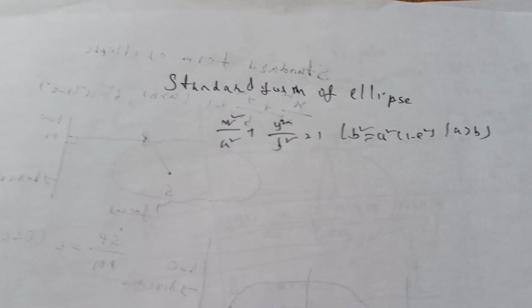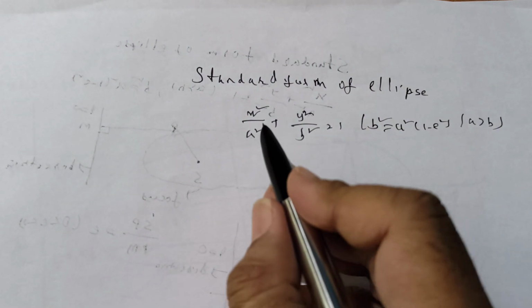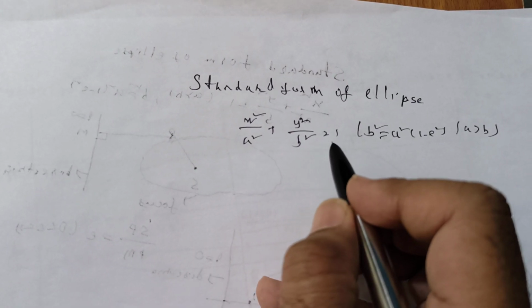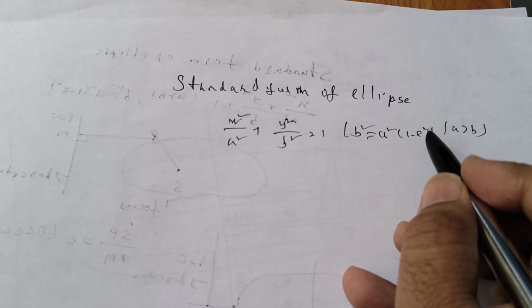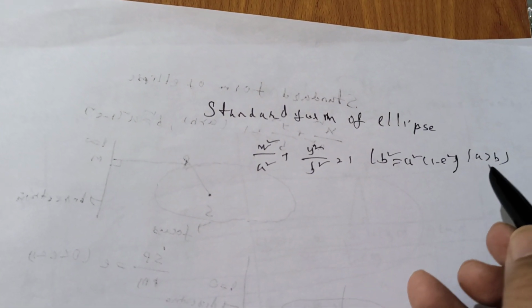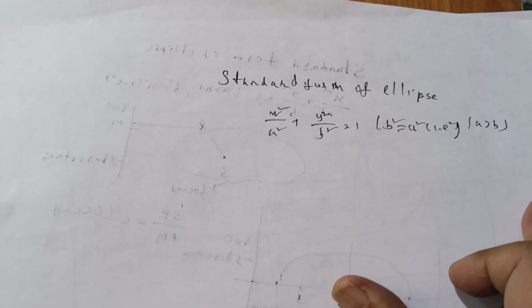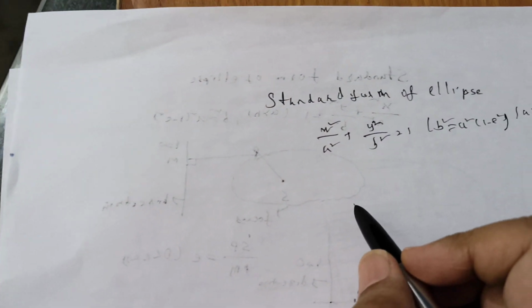Hello everyone, we are going to discuss the standard form of ellipse: x square by a square plus y square by b square is equal to 1, where b square is equal to a square into 1 minus e square. A must be greater than b. First you need to understand and analyze two things.